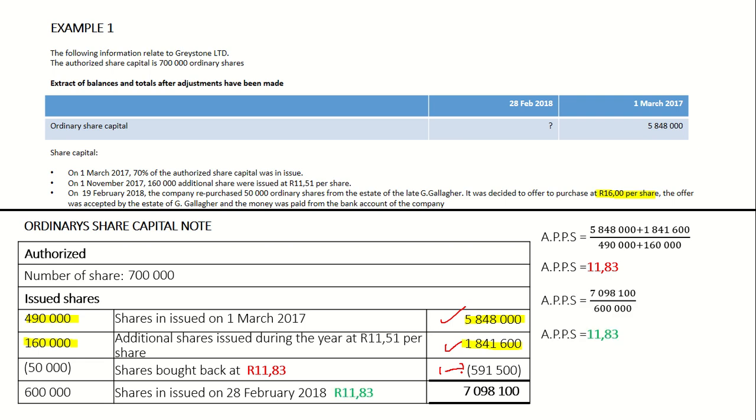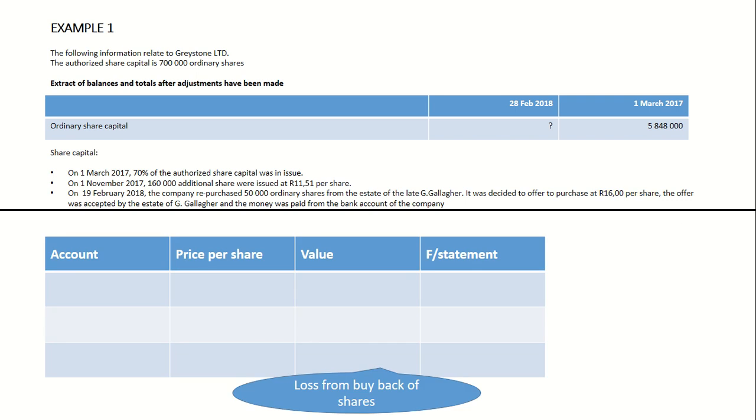Here I was just showing you that the average price per share from the buyback and the average price per share at the end of the financial year will be the same. For me to get this 11.83 that is in green, I took this 7,098,100 and I divided it by 600,000, and I got the same average price that I got when I calculated the average price of shares that were bought back. This is because the last transaction was the buyback. If the last transaction is not the buyback, this will not apply. There are questions where I'm just going to give you this and I will require you to calculate that. Please bear this in mind because it's important.